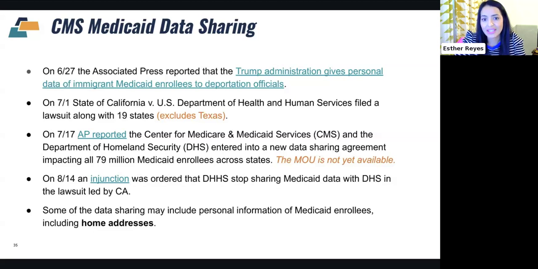Later in August, an injunction was ordered that the Department of Health and Human Services stop sharing Medicaid data with DHS, or the Department of Homeland Security, in the lawsuit that was led by California. We are still waiting on the outcome of the lawsuit, and we'll keep everyone posted. But we wanted to make sure that this was on everybody's radar because, of course, data sharing and privacy concerns are top of mind for many of the people that we work with.